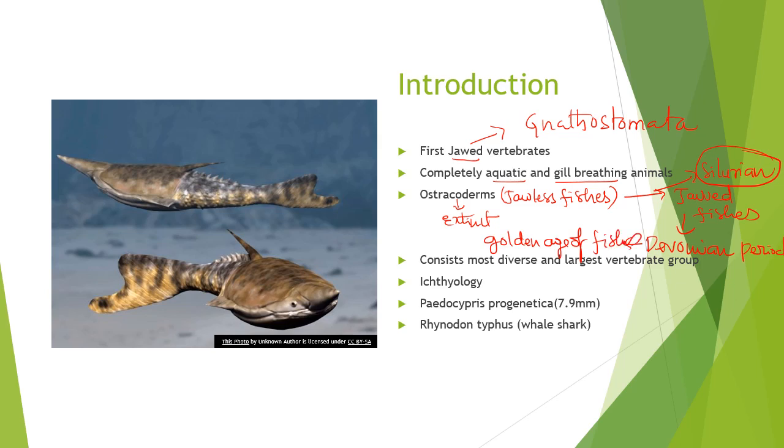Here the fishes are most diverse and the largest vertebrate group. And the study of these fishes is called ichthyology. In these fishes, the smallest fish is Pedocypris progenetica, that is about 7.9 mm in length, whereas the largest fish is Rhincodon typus, which is commonly called a whale shark.